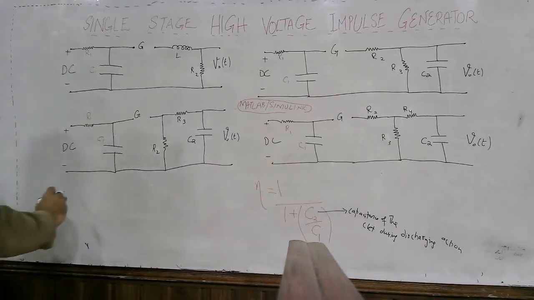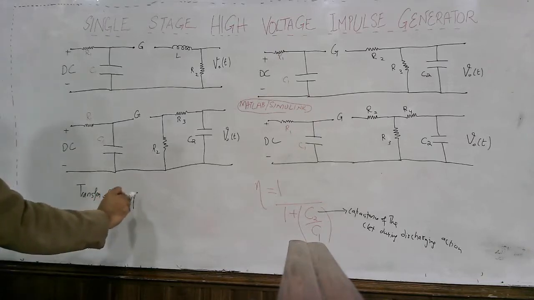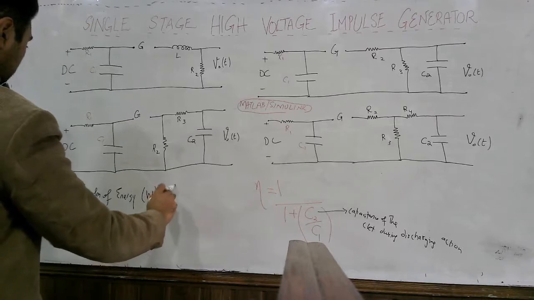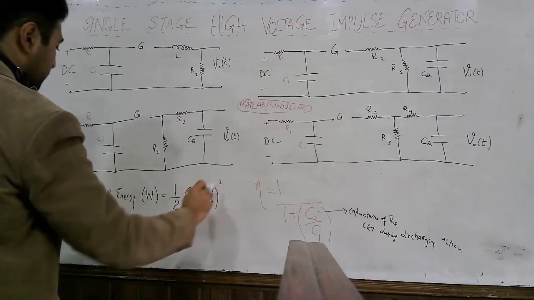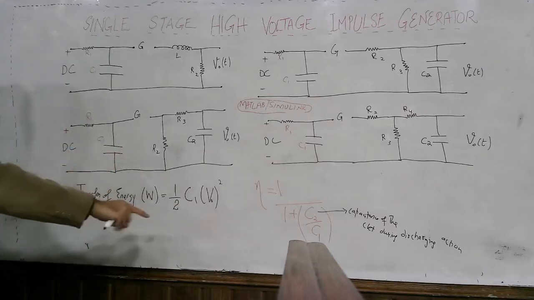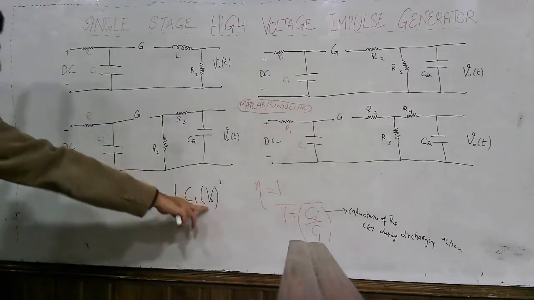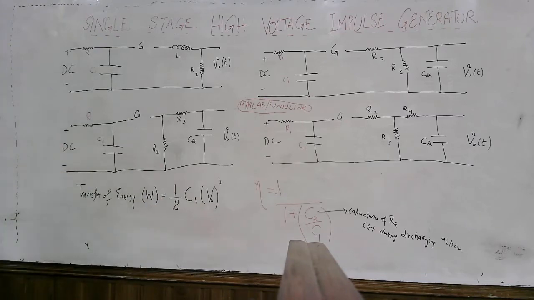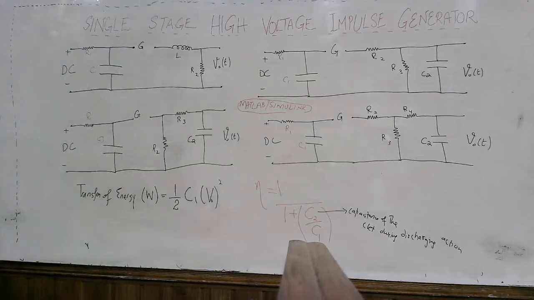Another term which is also important is the transfer of energy, that is, how much energy the impulse circuit can transfer. It is equal to 1 by 2 C1 V output square. C1 is the capacitance active during charging action, and V out is the maximum or peak output voltage of the impulse voltage. So this much energy is transferred to the test object.